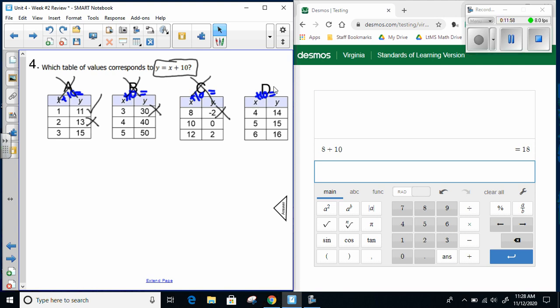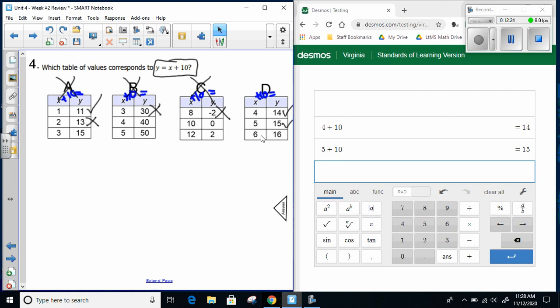So last but not least, we have table D. So our first x value here is 4. When I do 4 plus 10, I should get 14. So my first row here works. We still need to check the last two rows because sometimes they'll throw one in there that doesn't work just to trick you. So my next x value is 5. When I do 5 plus 10, I get 15. So that second row is also correct.